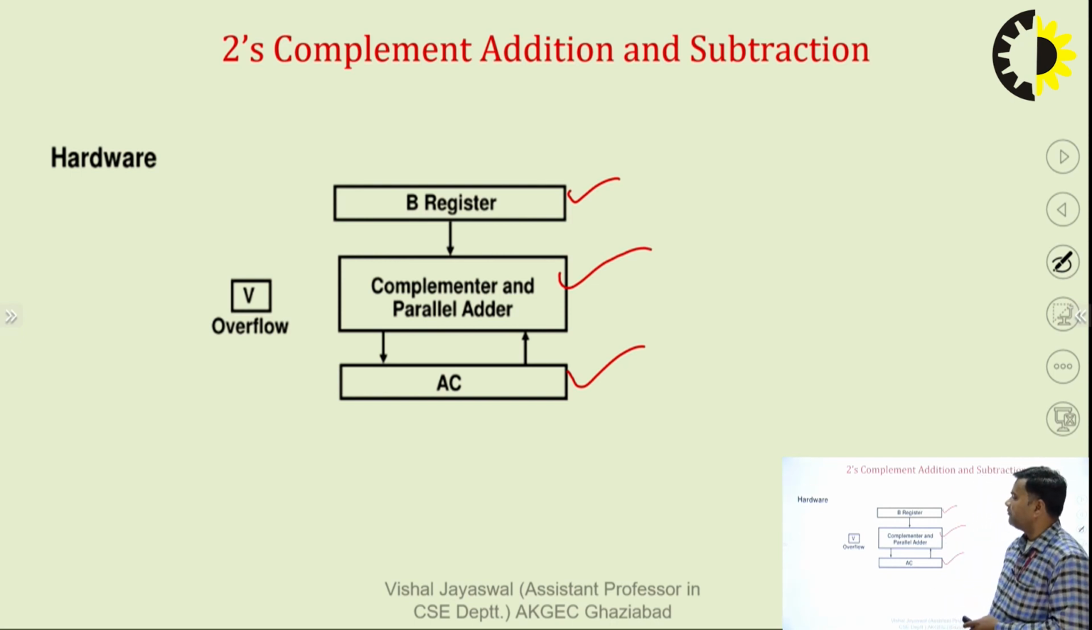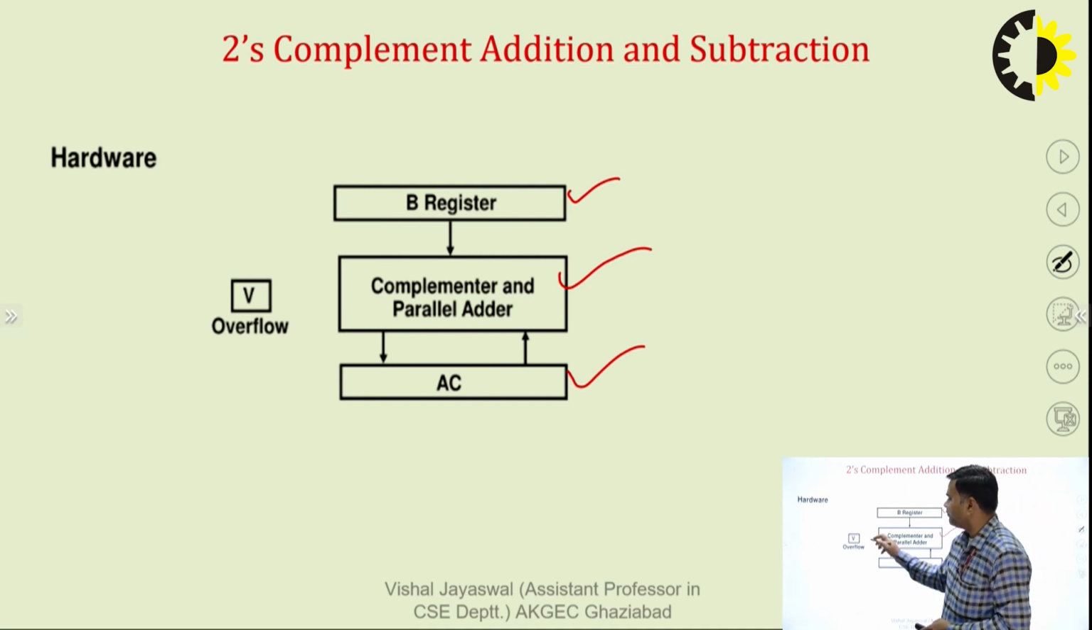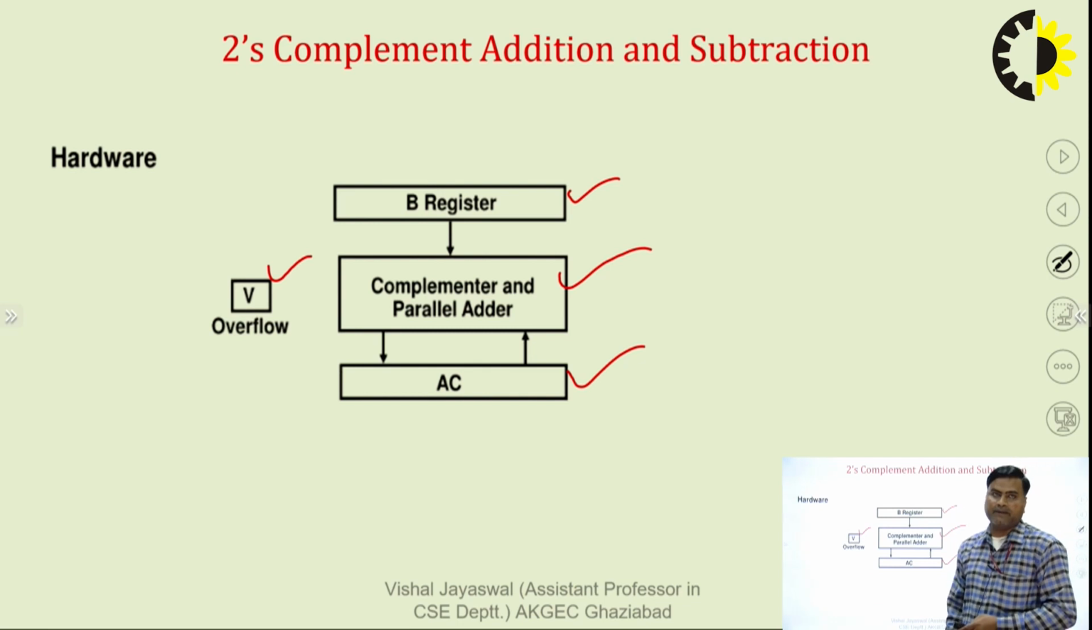And if we face the overflow, then V is set to 1. Basically, overflow is mentioned here. If V is set to 1, then we can say that there is an overflow, otherwise there is no overflow.